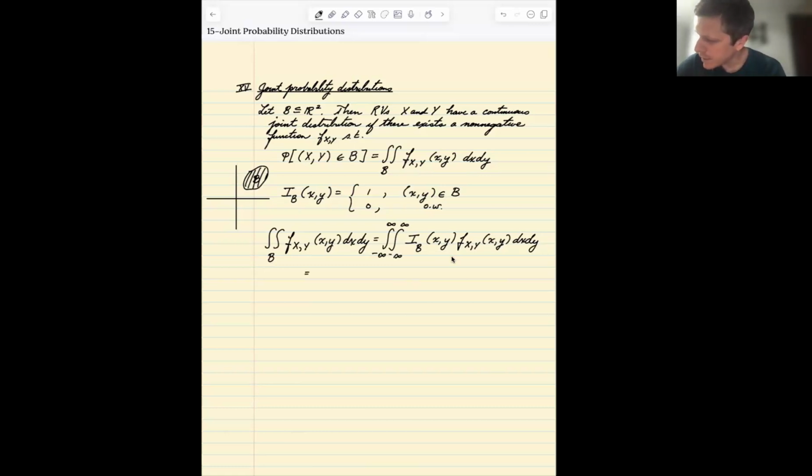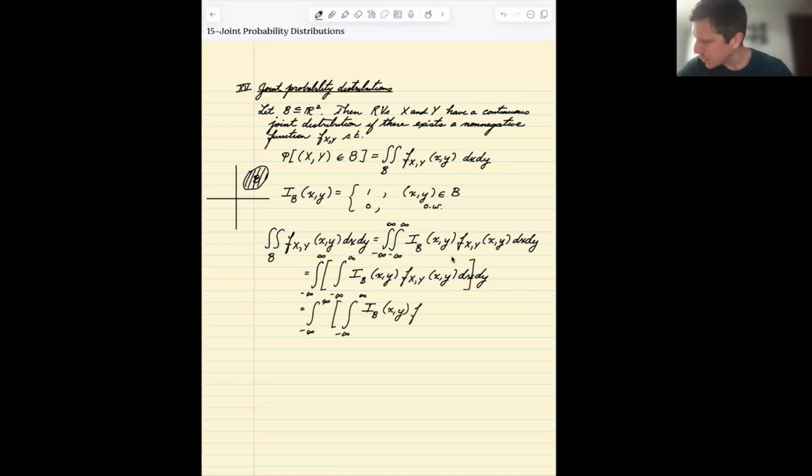And this can be written as a double integral, first with respect to x and then with respect to y. But we can also reverse the order and do first with respect to y on the inside, and with respect to x on the outside. So this is how in practice we would calculate these probabilities.